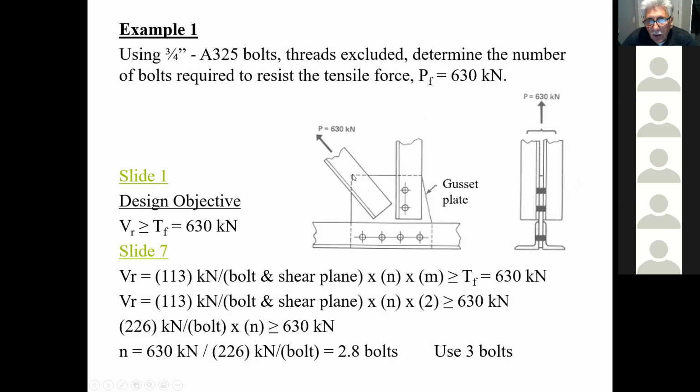And therefore, to be able to attach both my angles to my gusset plate, I will need at least 3 A325 3/4 inch bolts. Does anybody have any questions with this? Sorry. What is M? M is the number of shear planes.